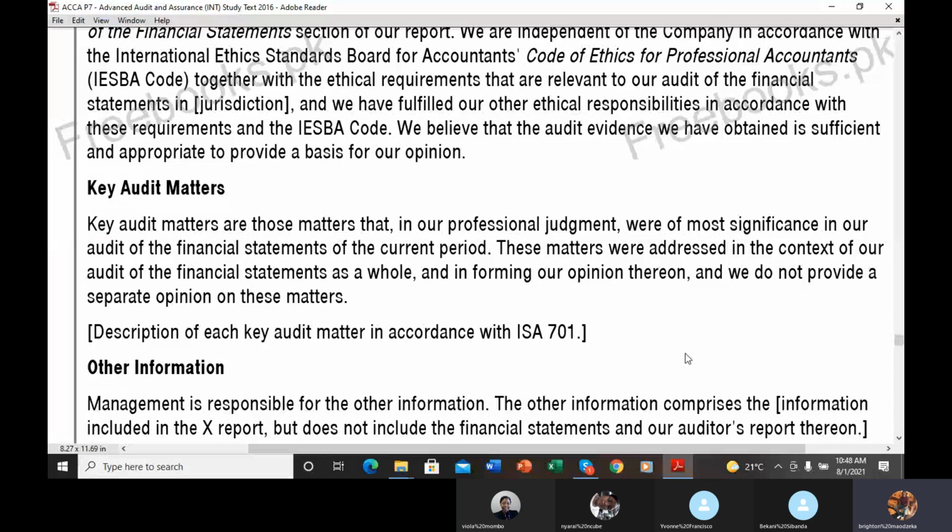Usually, key audit matters are those matters communicated with those charged with governance. A good example of key audit matters: those matters that are communicated with those charged with governance. That's what we call key audit matters.